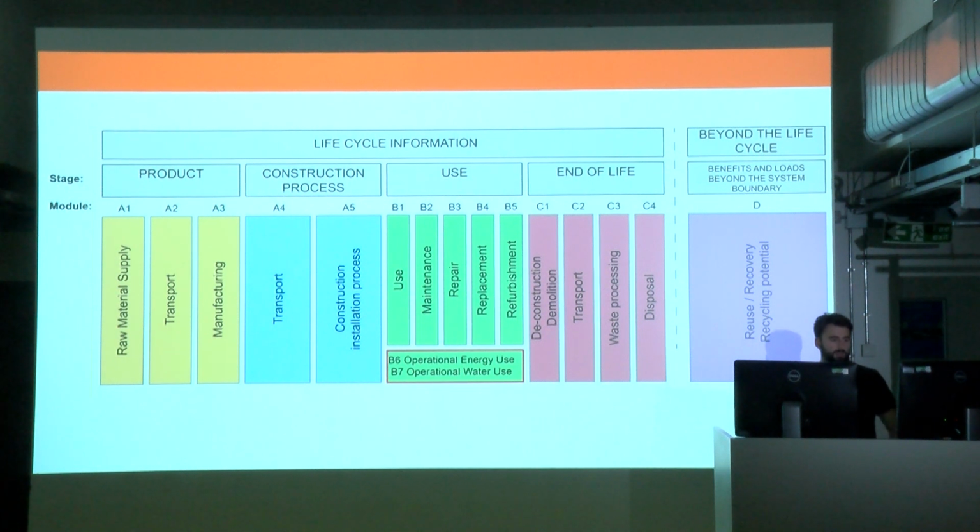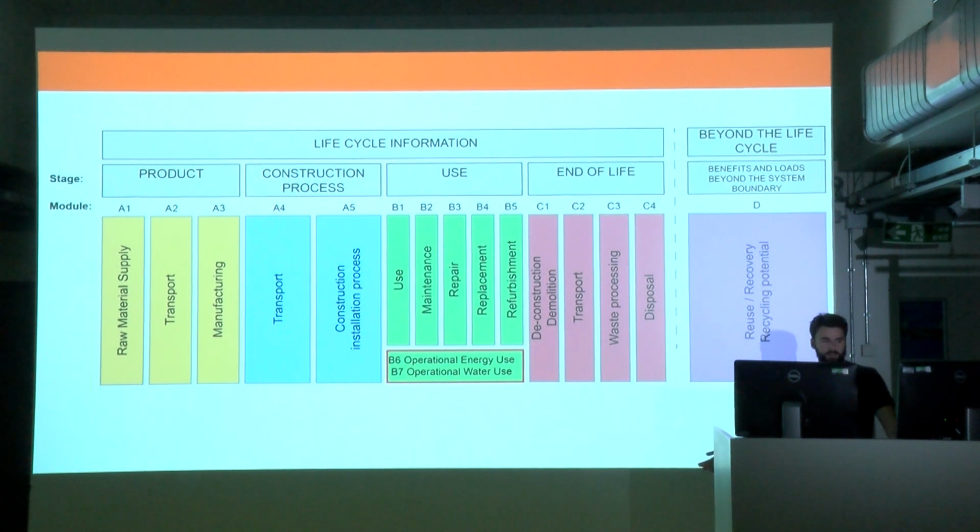So here are the carbon life cycle stages. We start with the product stage, which is A1 to A3. This covers all emissions associated with extracting raw materials and turning them into a manufactured product. Then A4 and A5 is the construction process, which is for transport of the materials to site, and also the construction and installation process. Life cycle stage B, which is B1 to B5, covers in use. So as you can see there, use, maintenance, repair, replacement, and refurbishment. There is also B6 and B7.